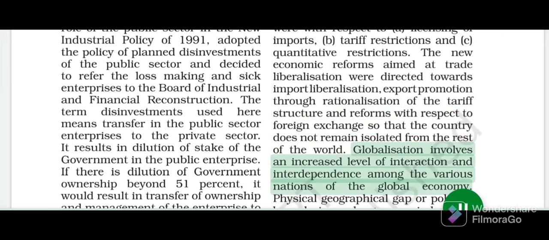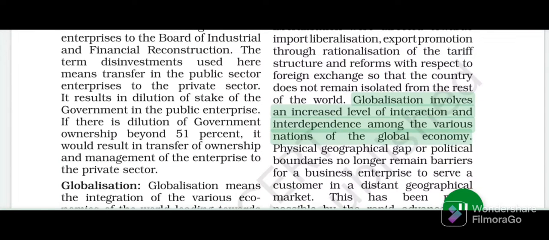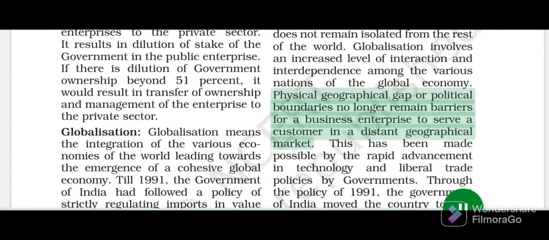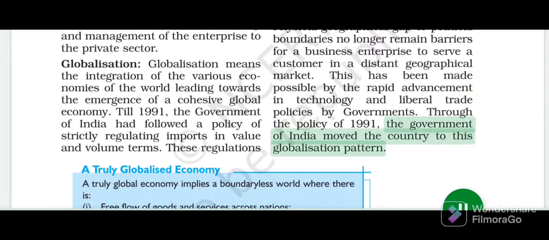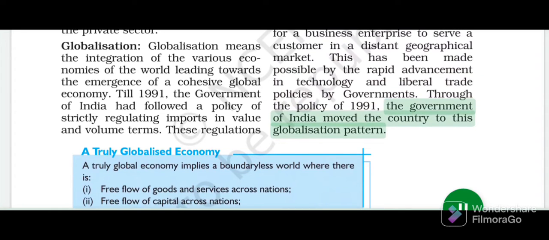rest of the world. Globalization involves an increased level of interaction and interdependence among the various nations of the global economy. Physical geographical gap or political boundaries no longer remain barriers for a business enterprise to serve a customer in a distant geographical market. This has been made possible by the rapid advancement in technology and liberal trade policies by governments. Through the policy of 1991, the Government of India moved the country to this globalization pattern.